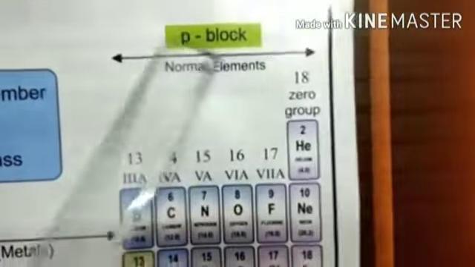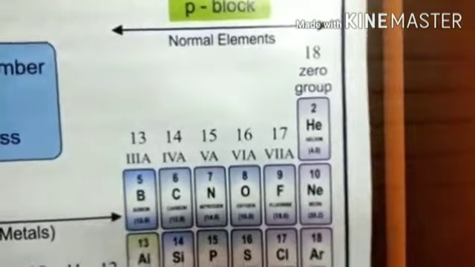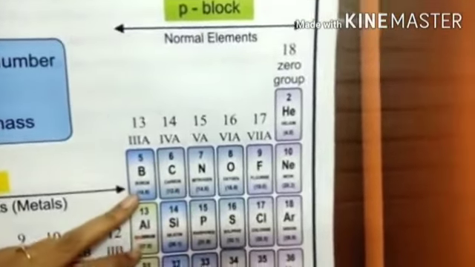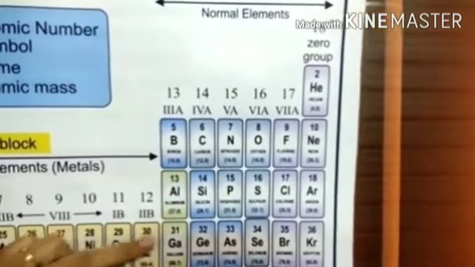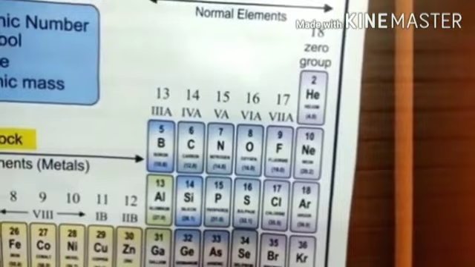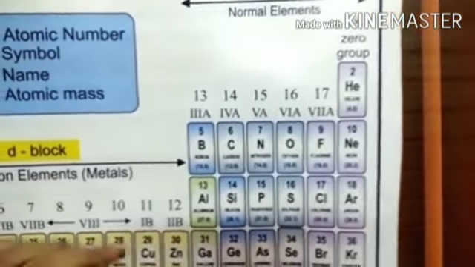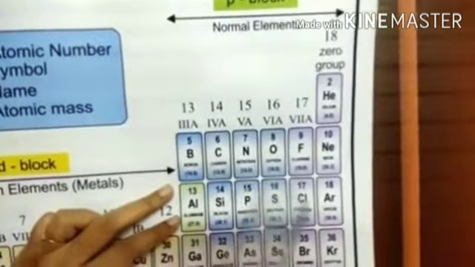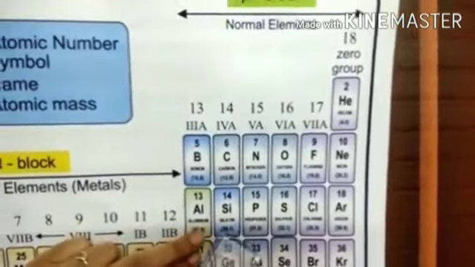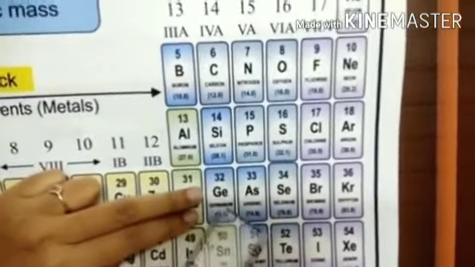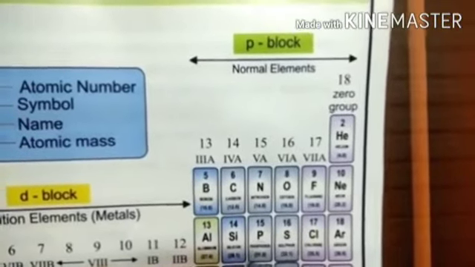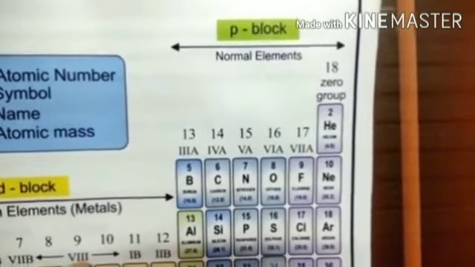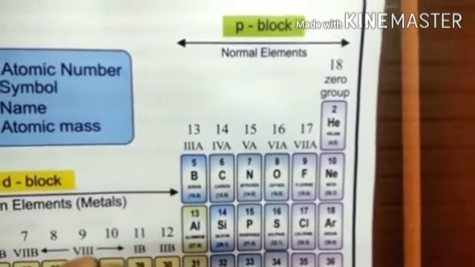Then we see the P block. Carefully observe the P block. In P block, the majority of the elements are non-metals and few are metals. And also here the P block contains metalloids. You know that silicon, germanium are metalloids. Means P block contains mostly non-metals, some metalloids and a few metals.